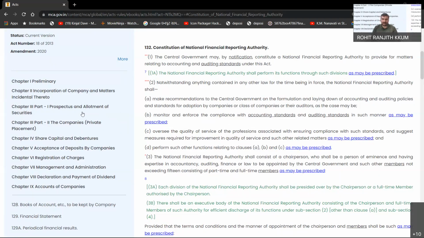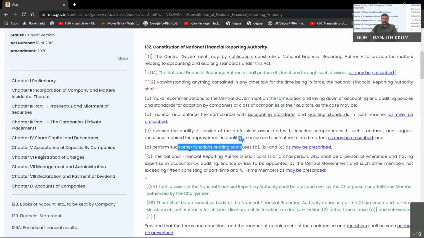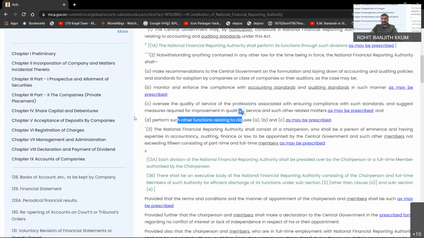NFRA. Monitor to enforce the compliance with the accounting standards that already we have covered up. Oversee the quality of services of the professions associated with ensuring compliance with such standards and such measures. So, guys, all these points we have already covered up. Perform such other functions relating to A, B, and C. So, guys, subsection 2 is clear. Hello?